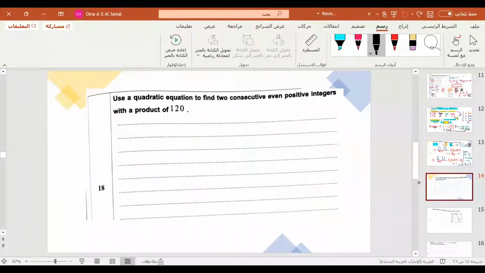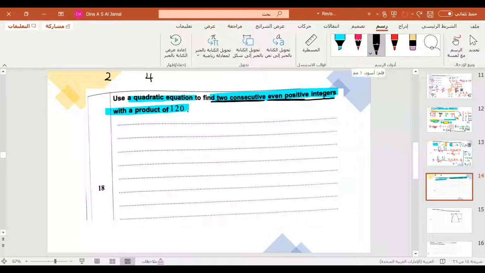Now, let's go to another question. Use a quadratic equation to find two consecutive even positive integers with a product of 120. So this is number theory. You would like to have two consecutive even positive integers. So to think of it, 2 and 4 are even and positive.